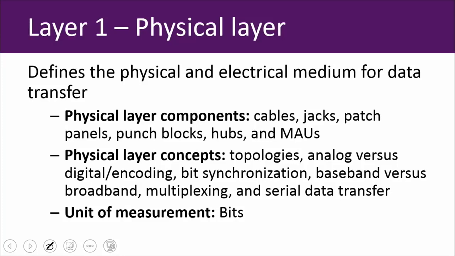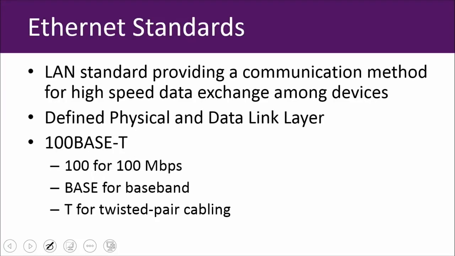Physical layer concepts: we've talked about topologies. We talked about serial data transfer. We're going to touch on baseband versus broadband, and we will talk about analog and digital encoding here in a while too. Once again, the unit of measurement here at the physical layer is bits. Different slide. Ethernet standards. We just talked about these really quickly here. Ethernet standards, it's a local area network standard, like we mentioned in our previous modules.